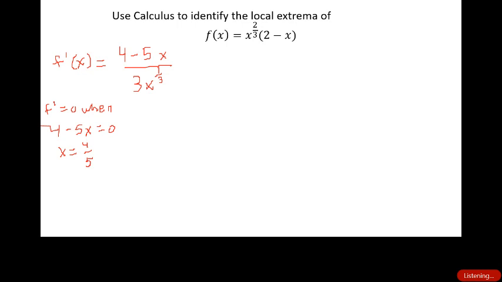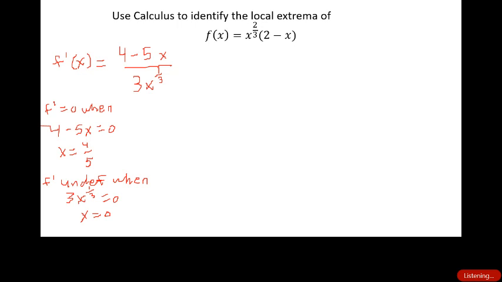Then a fraction is undefined when the denominator equals 0. So the first derivative is undefined when the denominator, 3x to the power of 1/3, equals 0. And when you solve this for x, you get x equals 0 as your other critical point. So there are two critical points. We have 4/5 and we have 0.